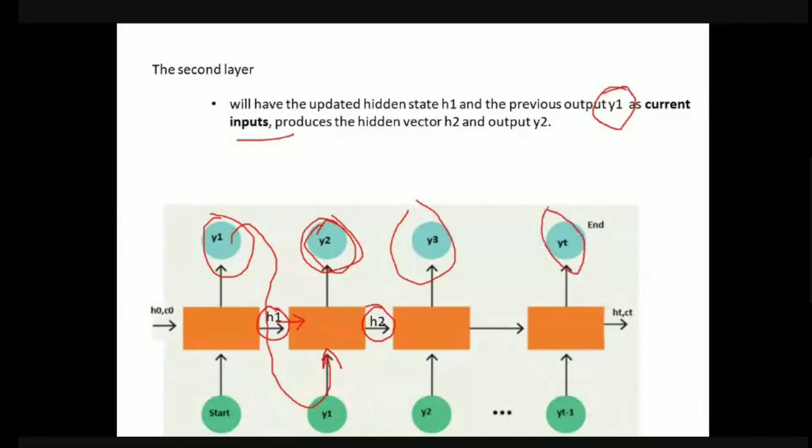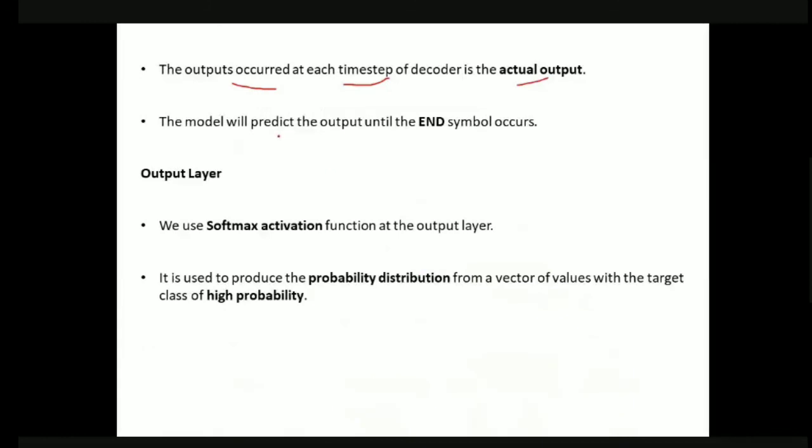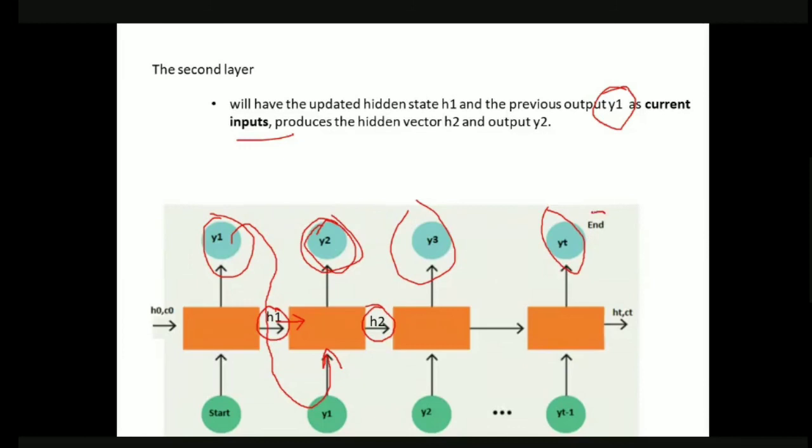If we observe, we also have outputs in the encoder part, but we are rejecting those outputs. Those are not actual outputs. Only the hidden states will be propagated to the next layers. But in the decoder part, the actual outputs are y1, y2, and so on up to yt. The model will predict this output until the end symbol occurs. So it starts with the start symbol and continues until it encounters the end symbol.